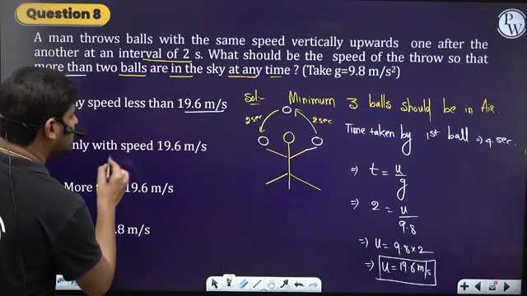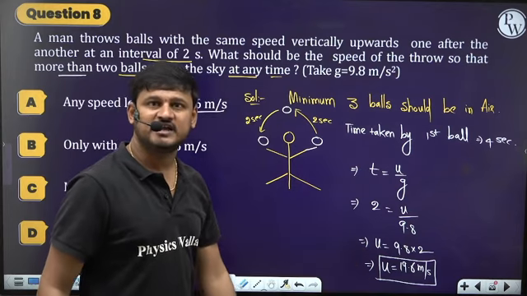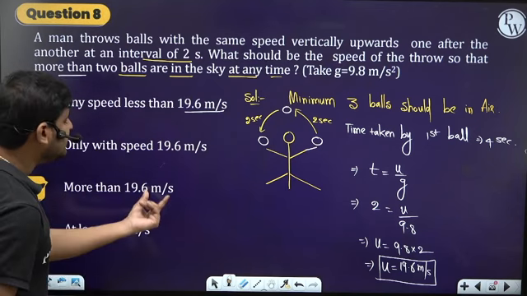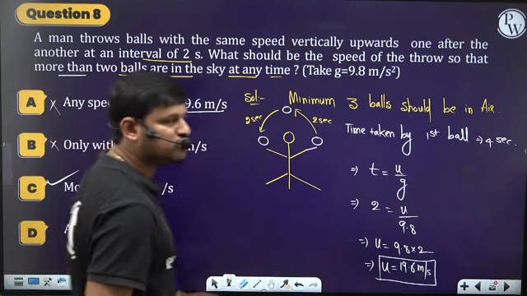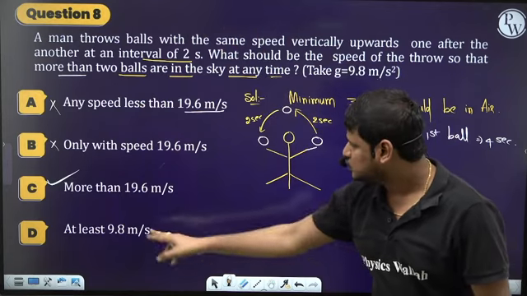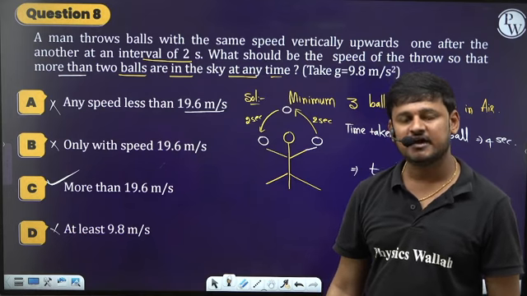Okay, so only if it is 19.6, only 3 balls will be in the air? Yes, so this is also wrong. So more than 19.6, yes. If you throw with more than 19.6, more than 2 balls can be in the air. So at least 9.8, no. Understood the concept, everyone? Chal.